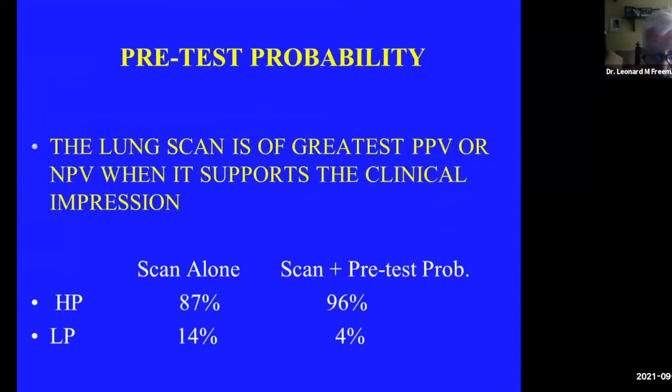The lung scan is of greatest positive predictive value or negative predictive value when it supports the clinical impression. Okay? If you have a high probability patient based on clinical findings, the scan alone is 87%. If you put the scan plus the pretest probability together, you're up to 96%. Low probability, similarly the other way: if the patient from the scan alone has a low probability study, but you put it together with a negative or low pretest probability, it drops down to 4%.